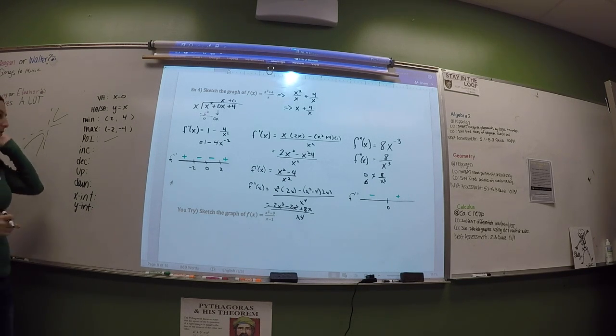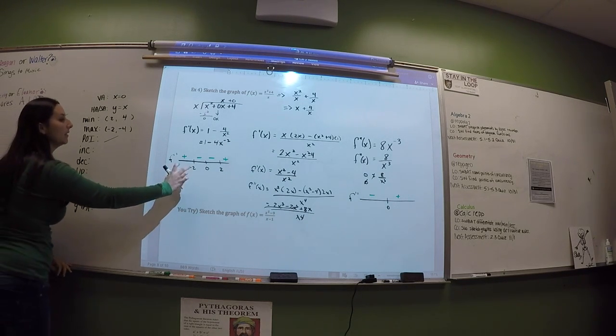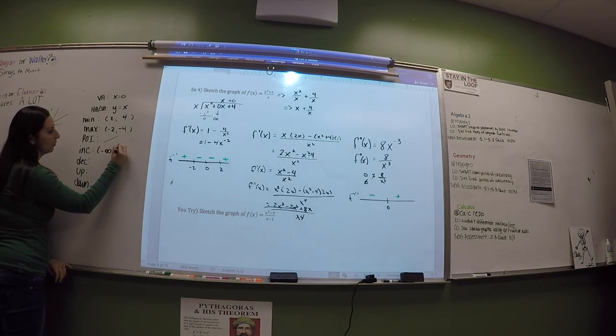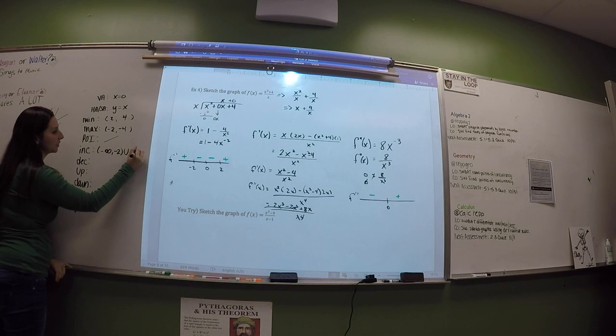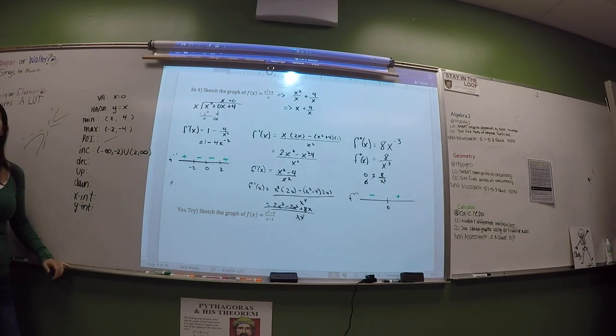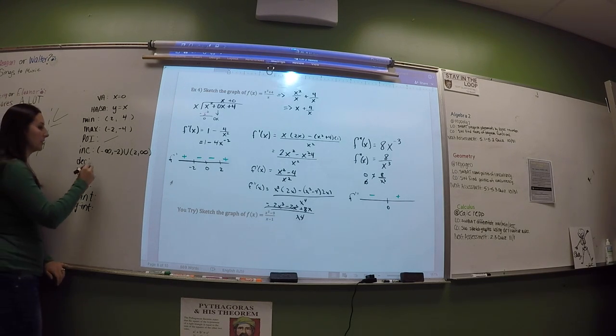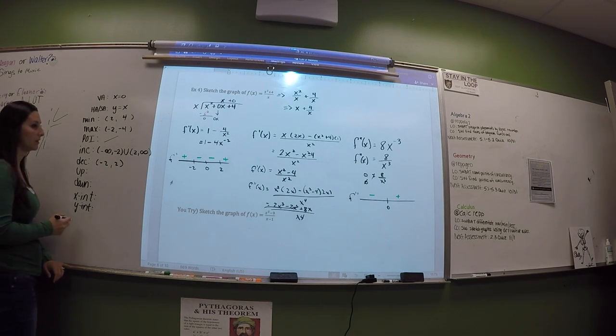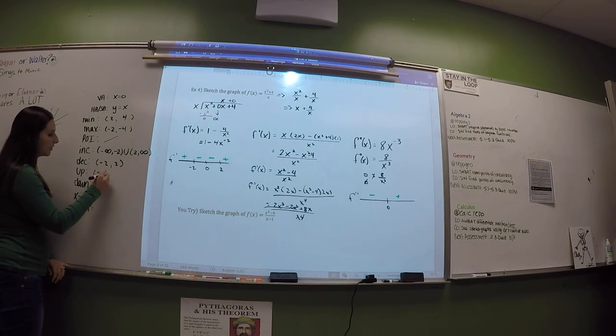All right, so let's fill in increasing and decreasing. So we're increasing up until -2, and then after 2. So from -infinity to -2, and then again from 2 to positive infinity. And we're decreasing in between those. We did our second derivative test, so we're going to be concave up after 0, concave down before 0.